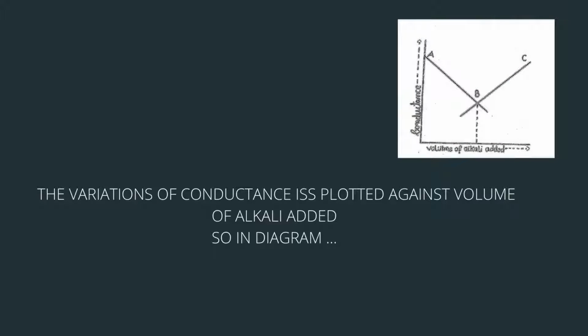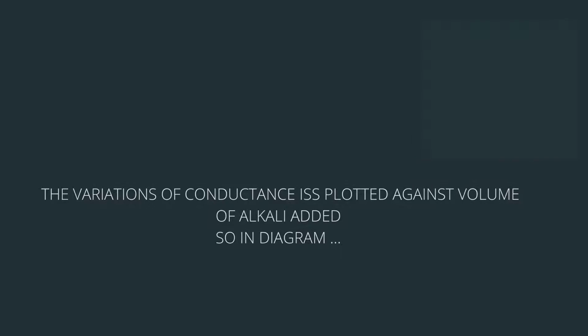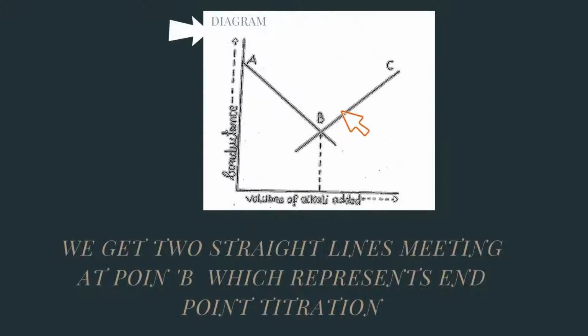So, in this diagram, the variation of conductance is plotted against the volume of alkali added. We get two straight lines meeting at point B, which represents the endpoint of titration.